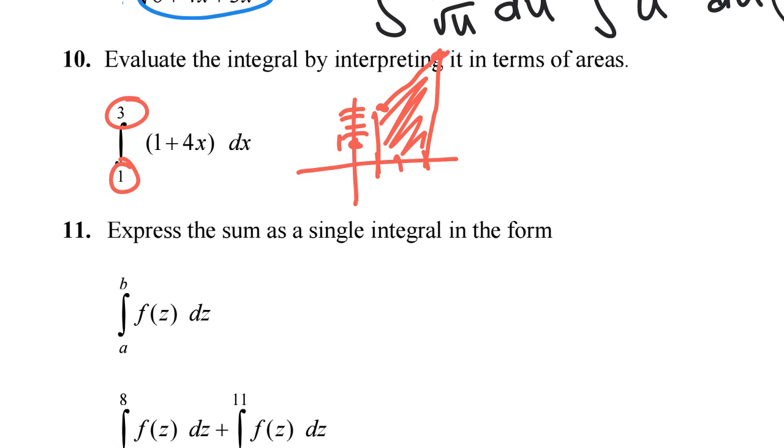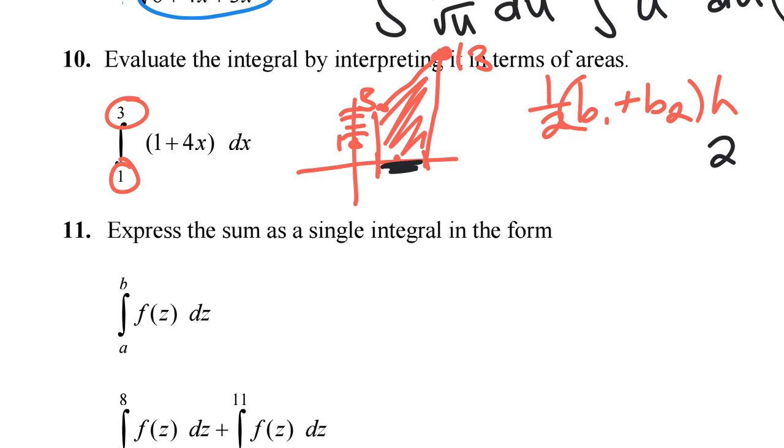So the height on this one is going to be 13. The height here was 5. This is the trapezoid. It's 1/2 B1 plus B2 times the height. The height is going to be this way. So H is 2. B1 is 5 and B2 was 13. So it gives me a total of 18.